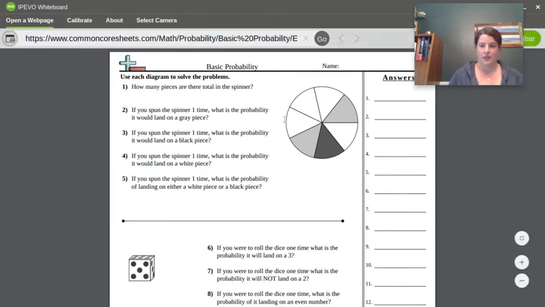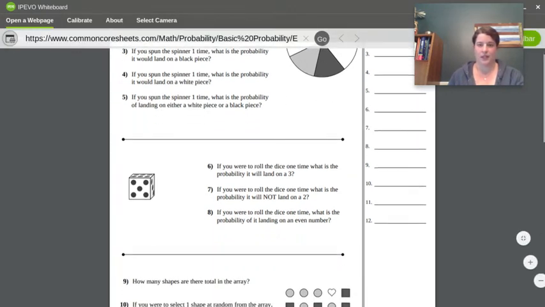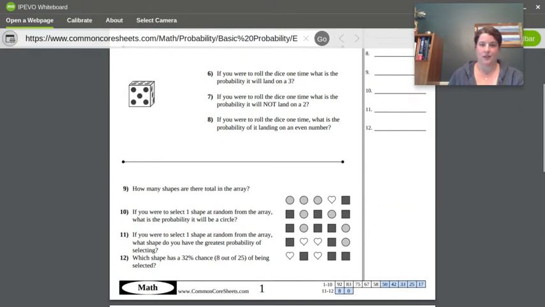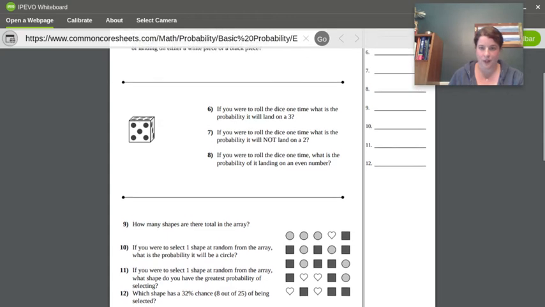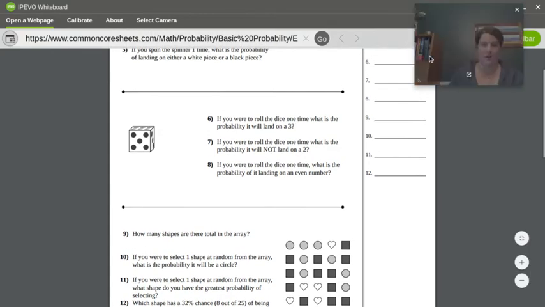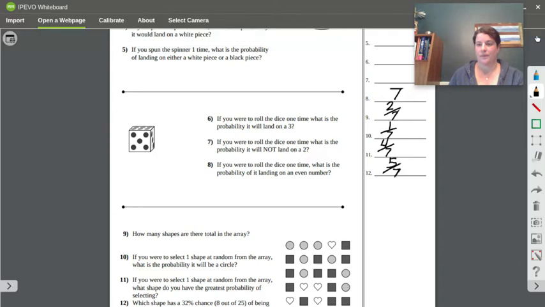Let me see if I can scroll when I'm on here. Oh, I can. All right, so let's look here at number 6. Go ahead and look at these 3. See if you can get them, and we'll go over them together after you're done.